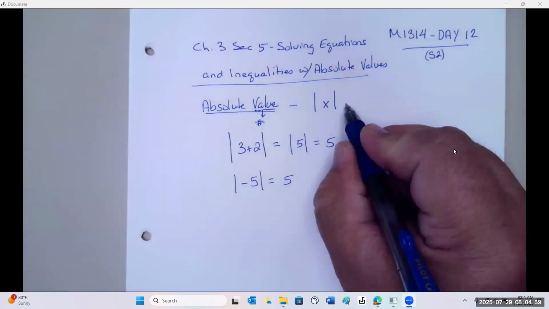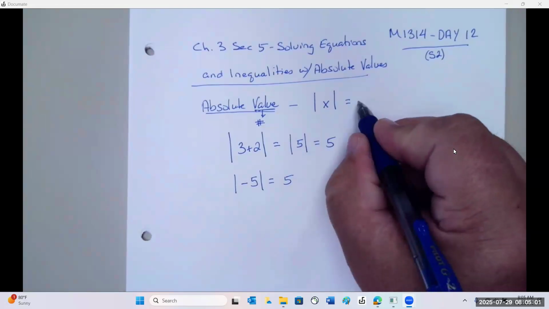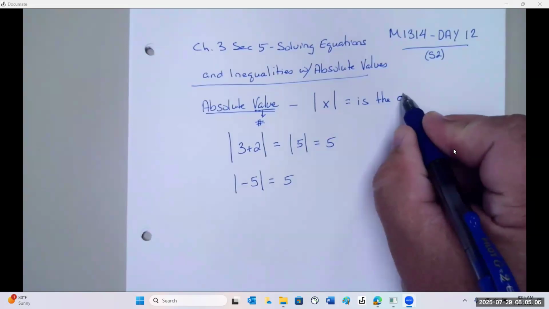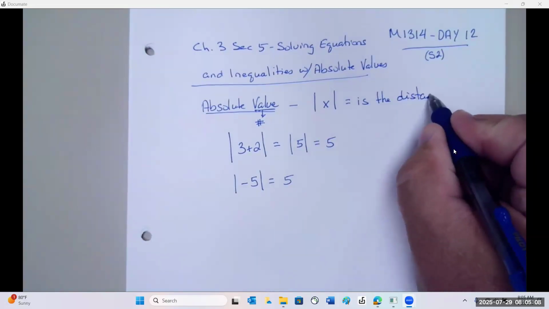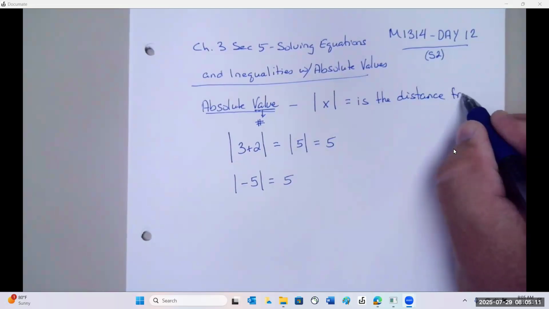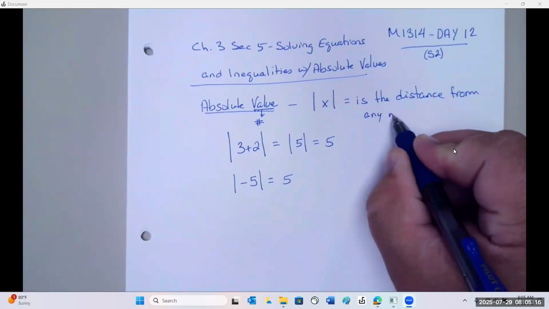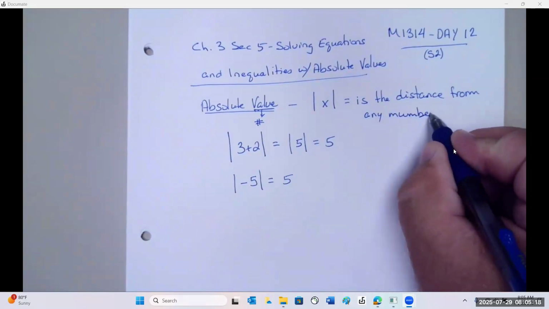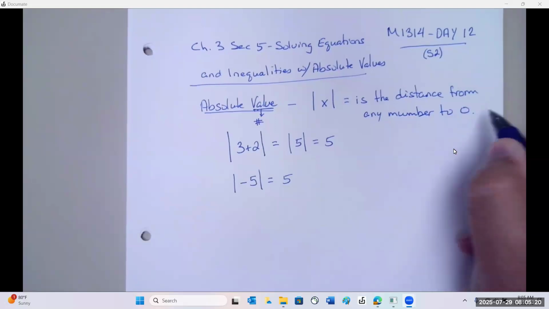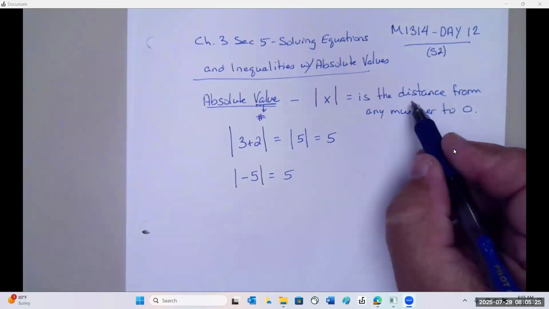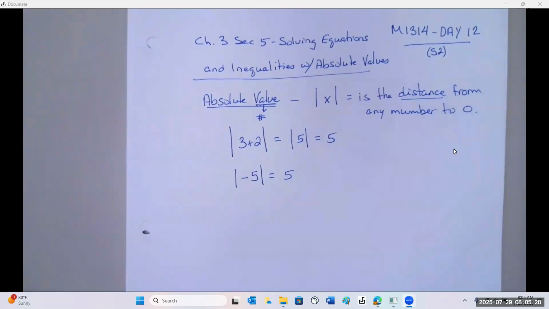So basically, an absolute value is the distance from any number to 0. The reason we say distance is because distance can never be negative. Distance is simply an absolute value term.